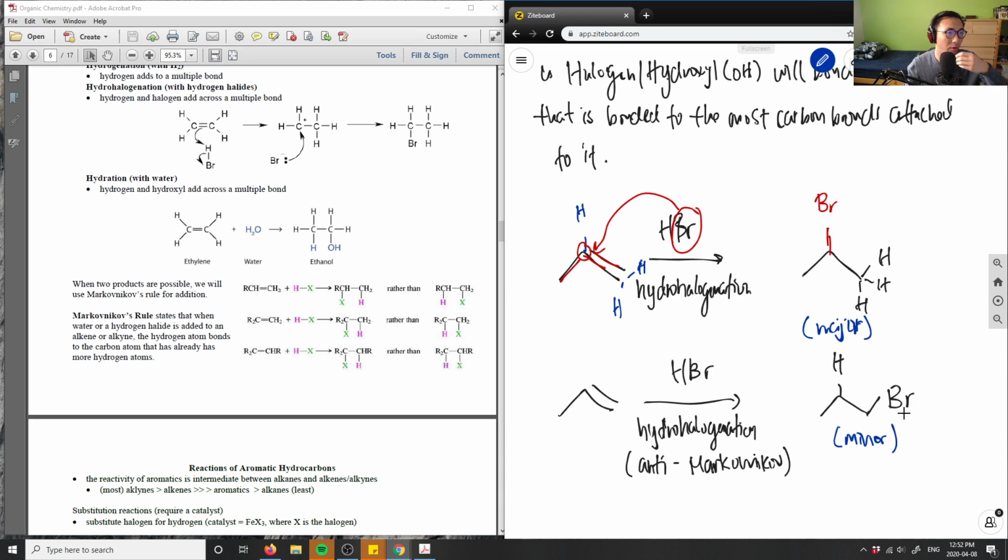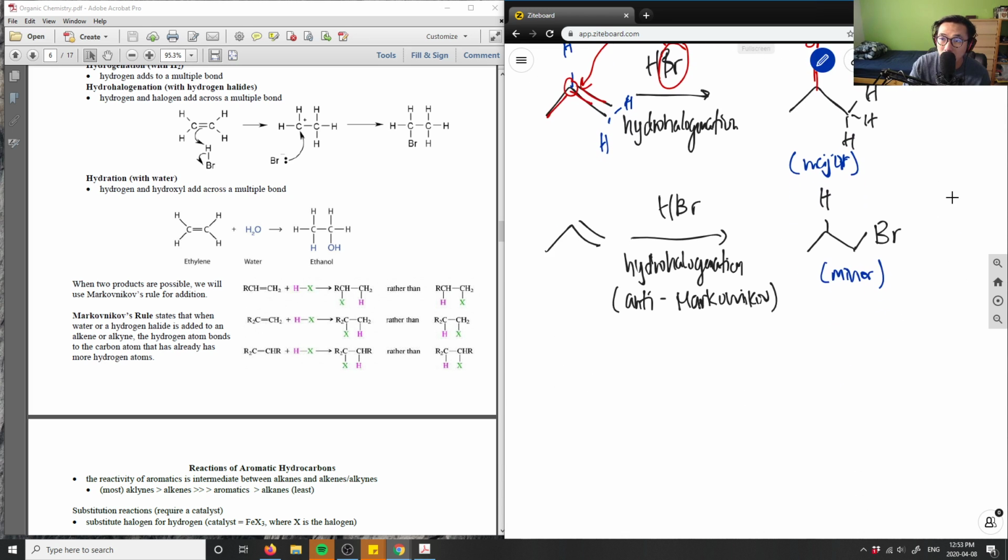What does it mean when I talk about major and minor products? When I have a major product, when I do this hydrogen-halogen reaction, basically 98 to 99% of the time, I'm going to get this product. The 2% of the time, I'm going to get this product here, because hydrohalogenation is not perfect. Sometimes I do get this, but most of the time I'm going to get the major product here.